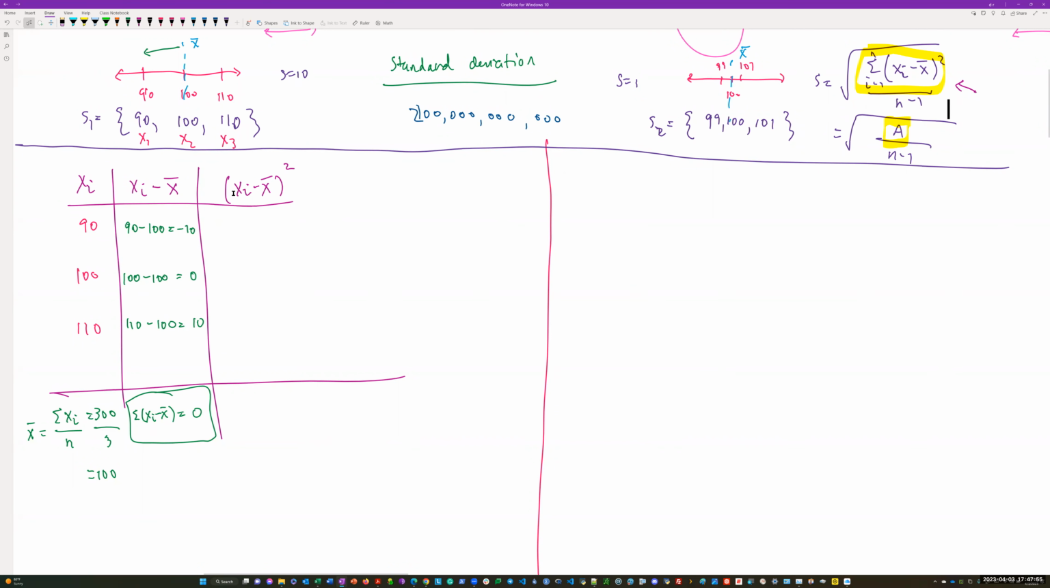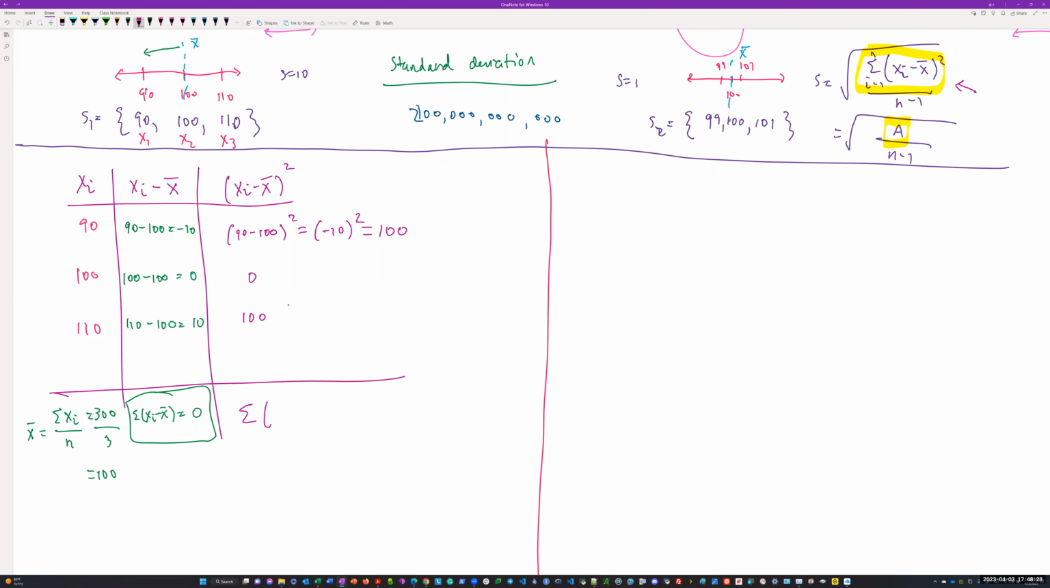Now they're saying put that into the parentheses and square it. In other words, we would be doing 90 minus 100 squared, or negative 10 squared, or we would get 100. Is that correct? What about the next one? 0. It's 0 units away from the center, so the squared deviation is also 0. Is that right? What about the last one? 100 again. Is that correct?